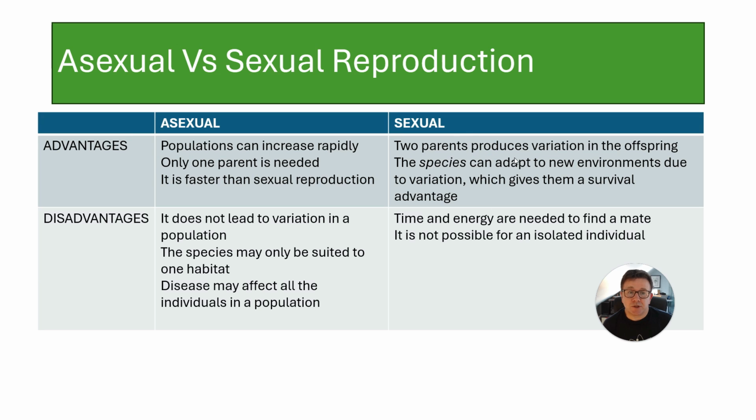Whereas sexual reproduction, 2 parents, so you get lots of variation. Species are adapted to new environments, okay, due to that variation, and therefore they can survive longer, but it's slower, and also it doesn't increase populations rapidly. Time and energy are needed to find a mate. It's not possible for an isolated individual to reproduce.